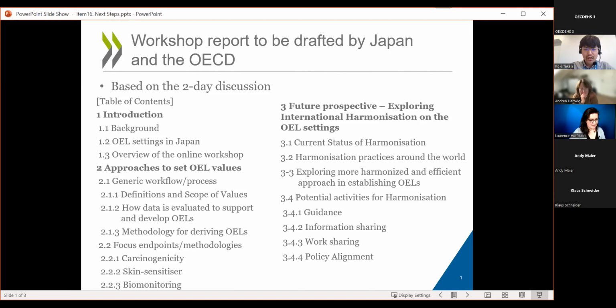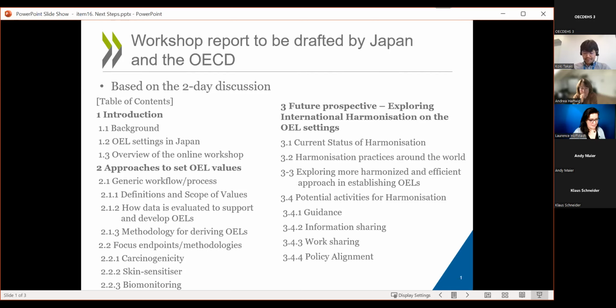As panelists, you have already seen the draft version of that in the secretariat note, and so your input will be incorporated into each part. And also we have a chapter focusing on specific endpoints and methodologies like carcinogenicity, skin sensitizer, and biomonitoring. And then section 3, a future perspective, exploring international harmonization on OEL settings. It is based on today's discussions, and we will summarize the current status of harmonization and the harmonization practices around the world that were provided by all the speakers today. And then we will explore a more harmonized and efficient approach in establishing OELs.